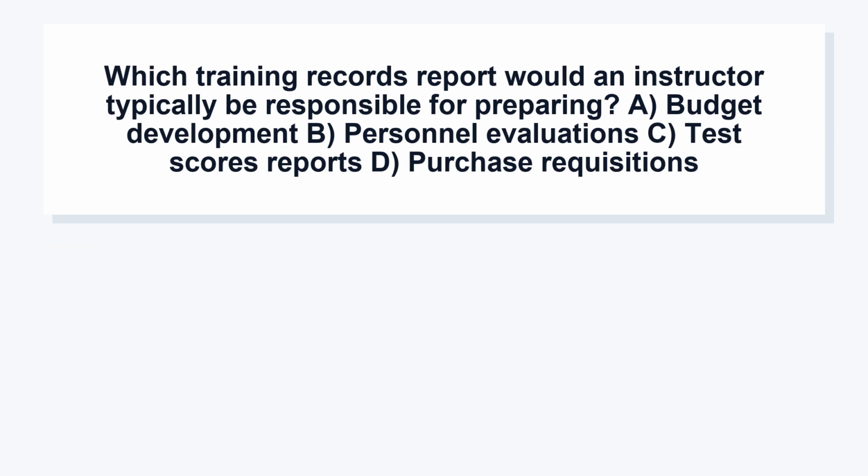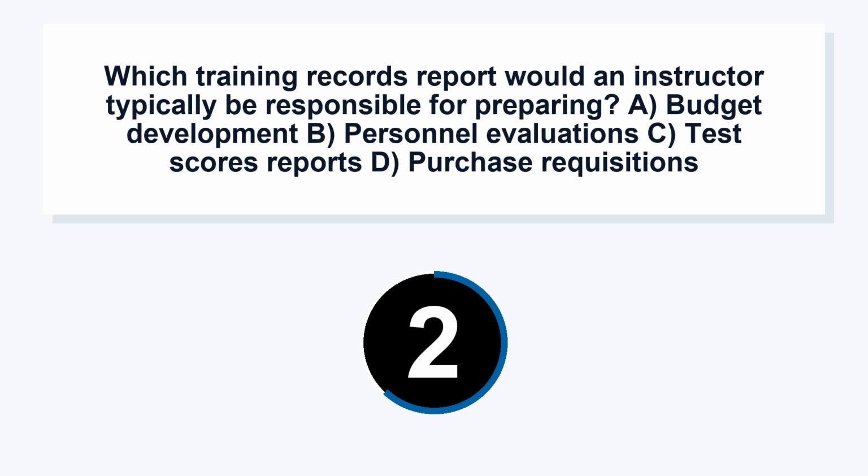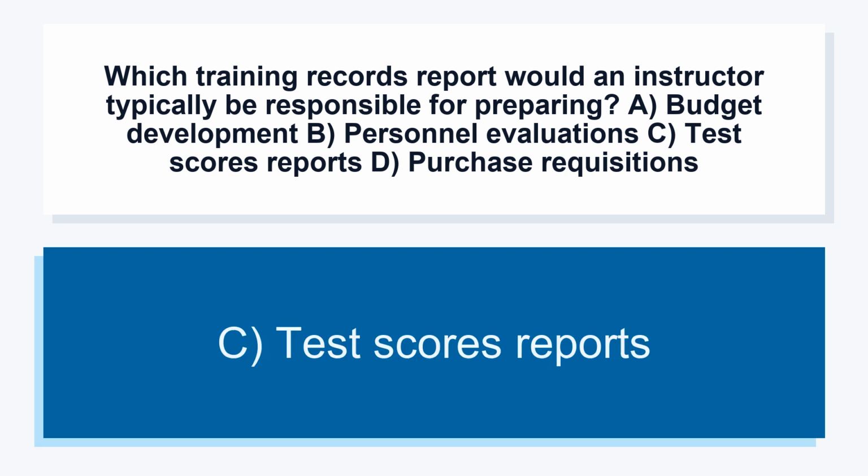Which training records report would an instructor typically be responsible for preparing? A. Budget development. B. Personnel evaluation. C. Test scores reports. D. Purchase requisitions. C. Test scores reports.